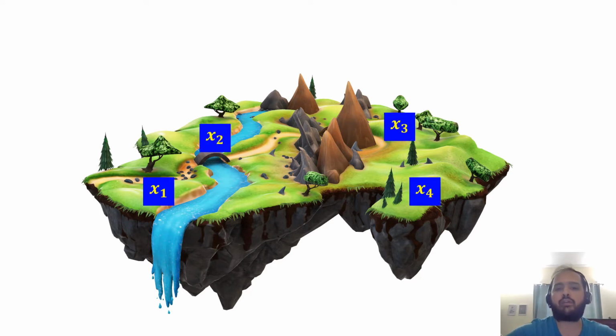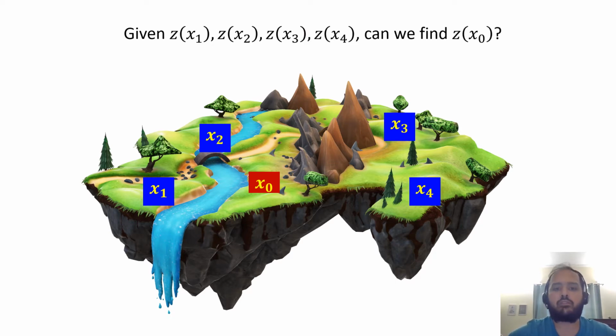But essentially what you have are these four sensors that are placed at locations x1, x2, x3, and x4. And you have this point x naught, and you want the measurement at x naught but you have no sensor over there. You have sensors at x1, x2, x3, and x4. So essentially the question is this. Given the measurements, which we call z, which is a function of the location, so given the values of the quantity at x1, x2, x3, x4, can we find the quantity at x naught?